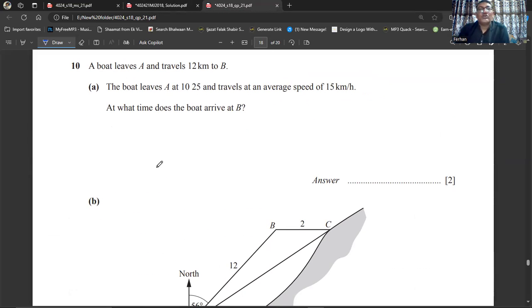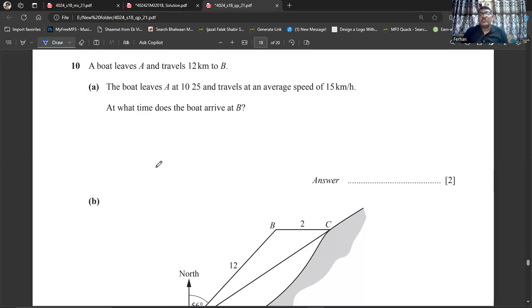He says a boat leaves A and travels 12 kilometers to B. The boat leaves A at 10:25 and travels at an average speed of 15 kilometers per hour. At what time does the boat arrive at B? The distance is given, that is 12 kilometer. I know the speed, that is 15 kilometer per hour. I can find the time of the journey.